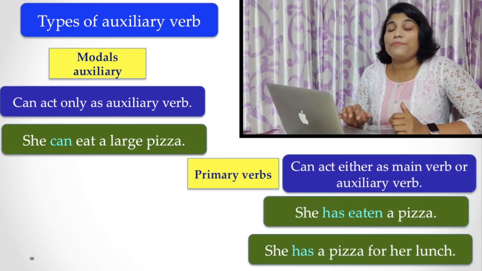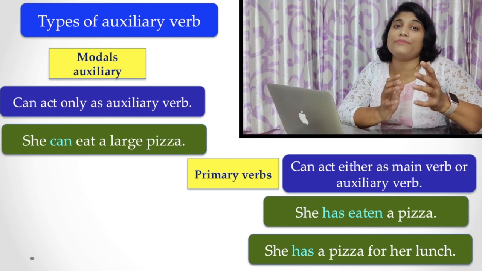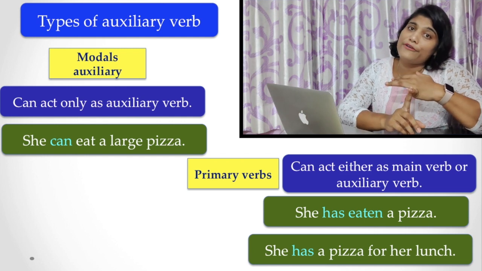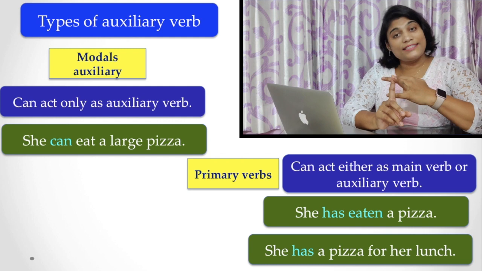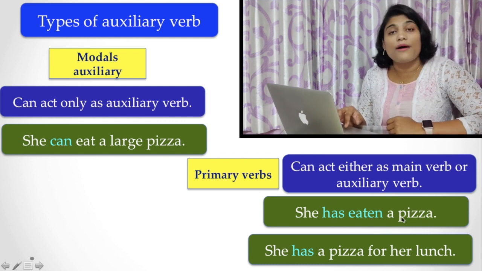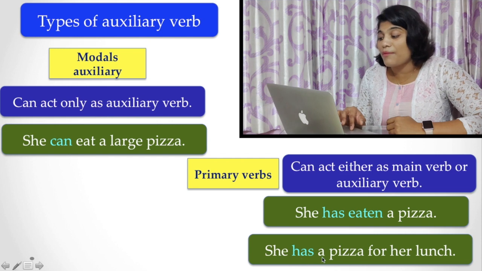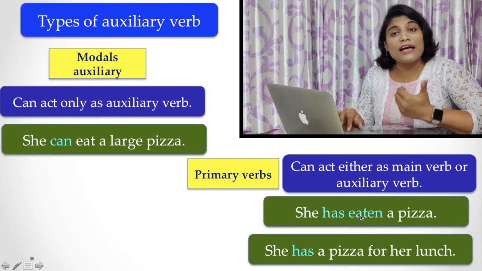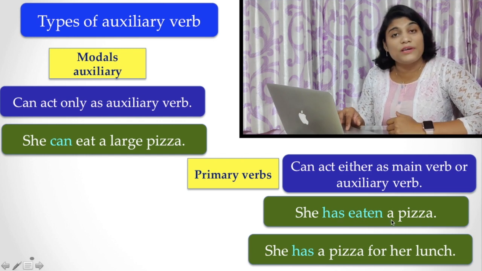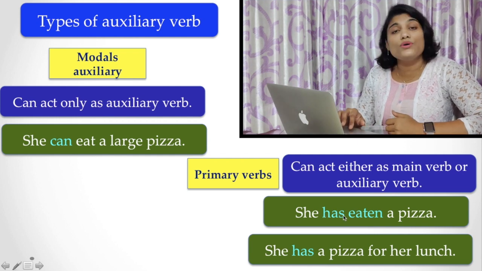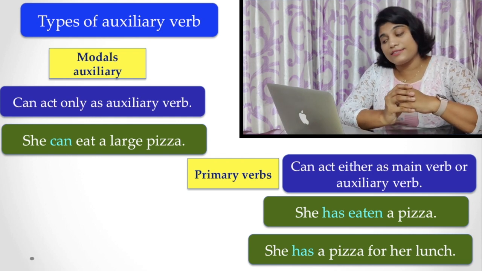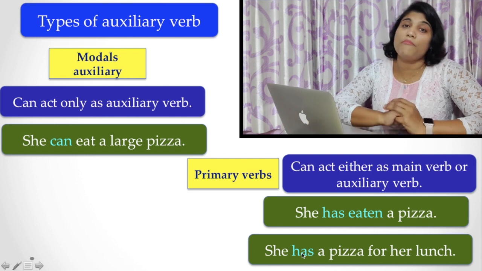But when we are talking about the primary verbs or primary auxiliary verbs, they can be used both as an auxiliary verb and as a main verb. For example, she has eaten a pizza, or she has a pizza for her lunch. In the first sentence, she has eaten a pizza, has, the form of the verb have, is used to denote the tense, which is present perfect tense. But in the second, has is a main verb.